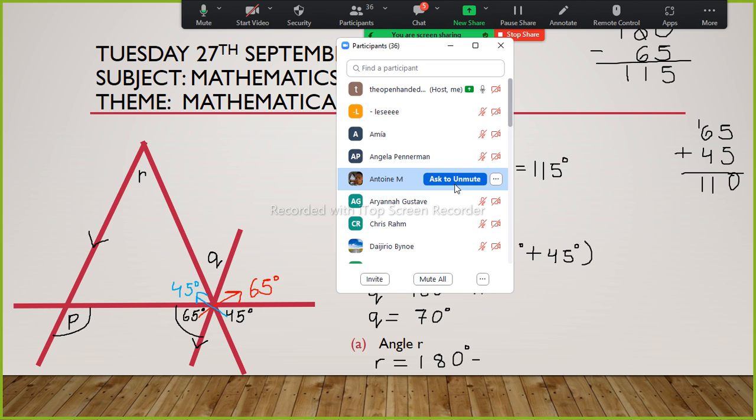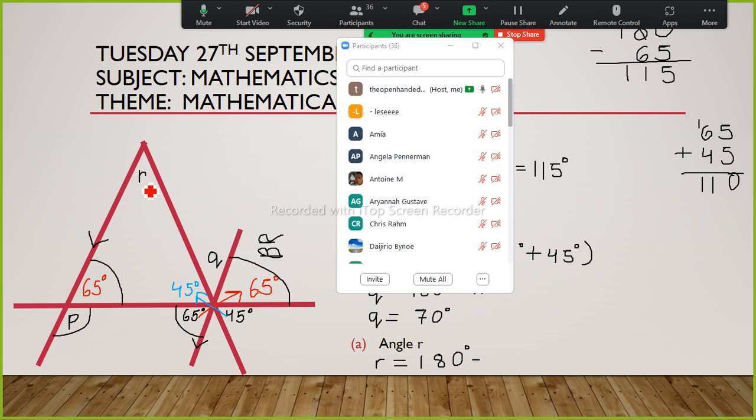Any questions for me based on this? No, sir, we understand. Okay, that's good. All right, so we have 65 here. What other side is equal to 65? We know this is 65. So what must this also be? Because this is 65, this is at the bottom right. So what must this one be? 65 degrees as well. Good. So you have 65 and 45.